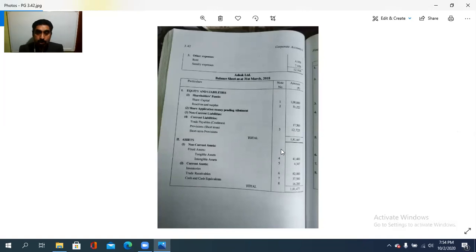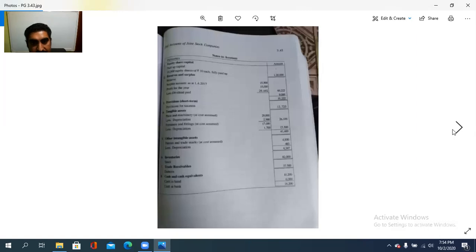So this is the equity and liability. And likewise on the asset side, non-current assets and current assets are there. So what are the items in non-current assets? Under that, fixed assets, tangible and intangible. So what are the tangible assets? The tangible assets are plant and machinery, cost is 29,000, less depreciation 2,900, so 26,100. Furniture and fittings at cost 17,000, less depreciation 1,700, 15,300. So tangible assets are this one, 41,400.